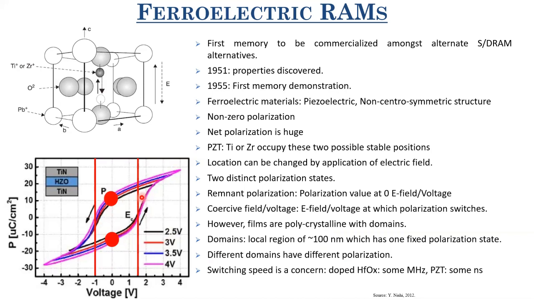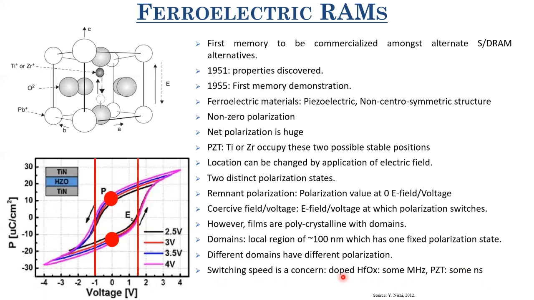And what is the biggest concern? If someone asks you what is the biggest concern with ferroelectric RAMs or ferroelectric materials, switching speed is a major concern. It's not a major concern for PZT or perovskite-based ferroelectric materials like BTO, because they show nanosecond-level switching, 50 nanoseconds or so.